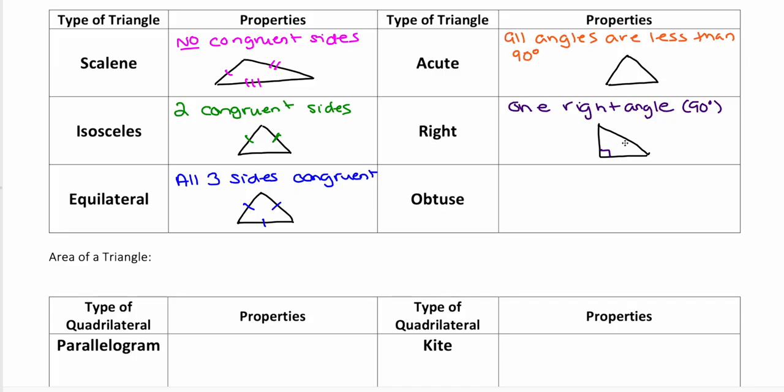And again, in a right triangle, when it's a right angle, the side opposite of that right angle, that is the hypotenuse. That's the only time we can utilize the word hypotenuse is in a right triangle.